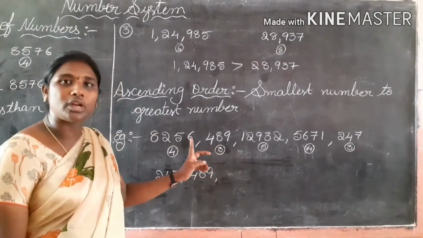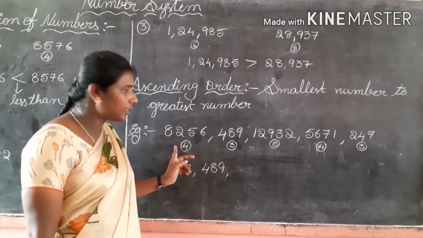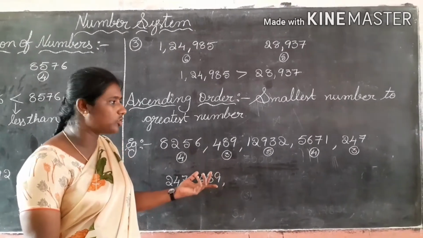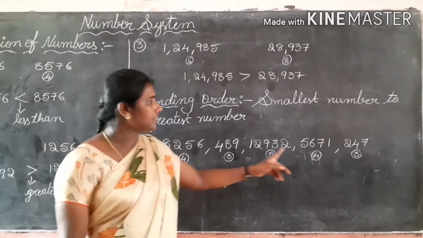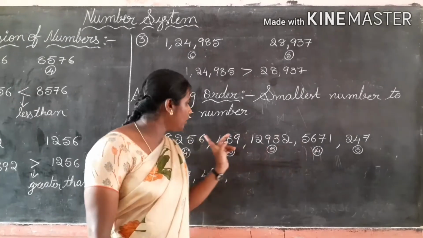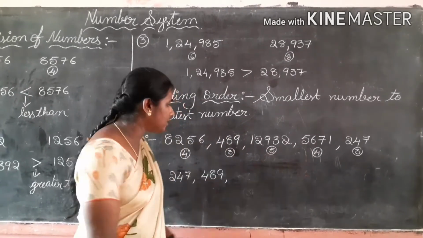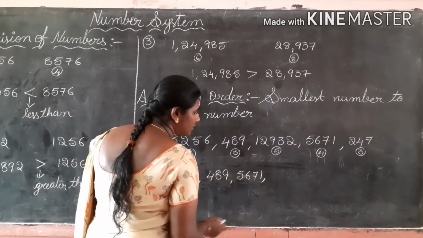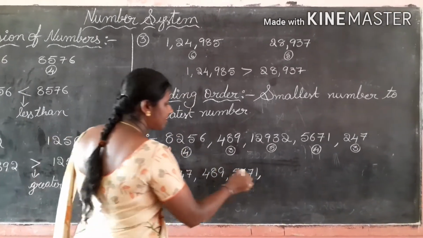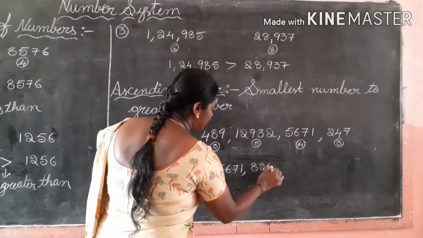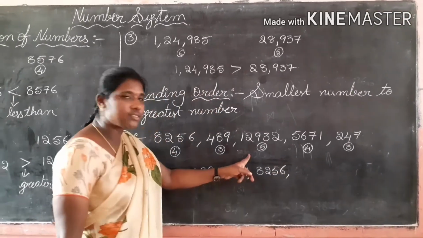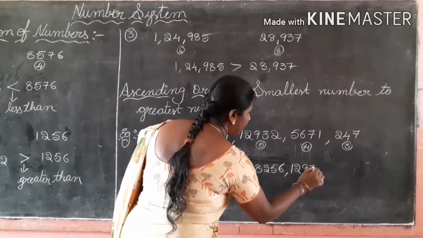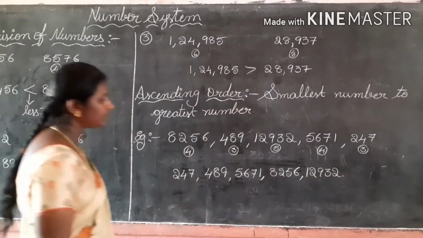Next we check the 4-digit numbers. There are 2 numbers with 4 digits. In the same way, we check their leftmost places. Here the first digit is 8, and here the first digit is 5. Which is smaller? 5671 is the smaller one. So first we write 5671, next 8256. Next, only one number has 5 digits, and we write that number as it is: 12932.